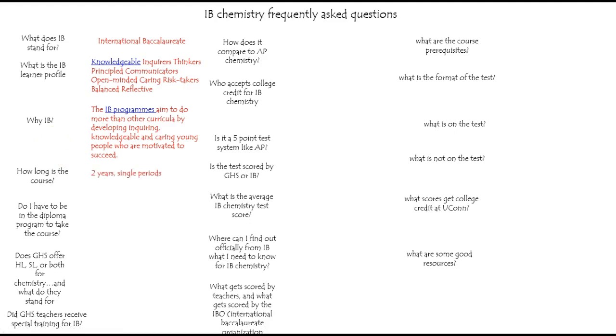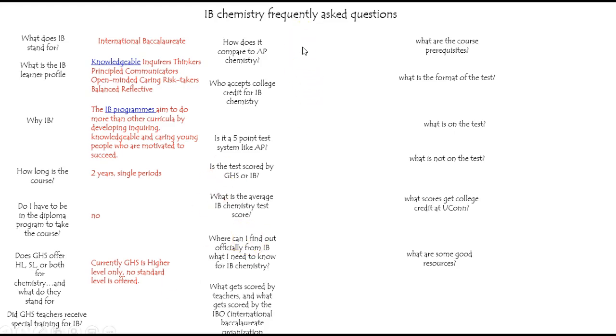The course is 2 years at this school, single periods. Do I have to be in the diploma program to take the course? No, you don't. Does our particular school offer the HL or the SL? That means the higher level or the standard level. We do the higher level. Do the teachers receive some special training? Boy, we do. They sent us down, it's not listed here, but they sent us down to Atlanta for a week to get special training, and we've been working closely with our coordinator throughout the program.